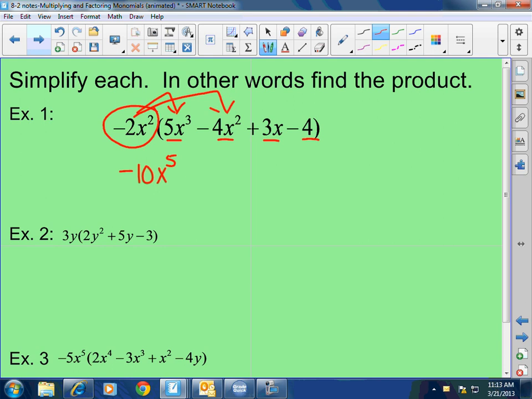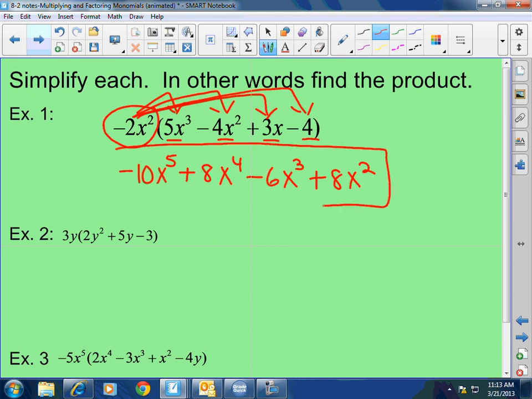Negative 2x squared times a negative 4x squared. Plus 8x to the 4th. Good. Then, negative 2x squared times positive 3x. Negative 6x cubed. Very good. And last but not least, plus 8x squared. Very good. Excellent. Great job.